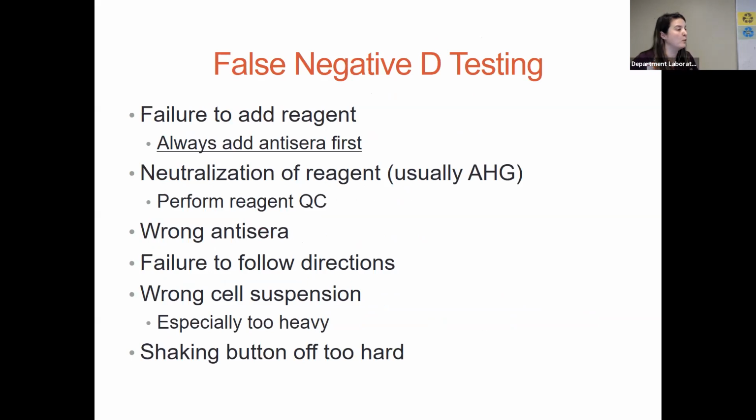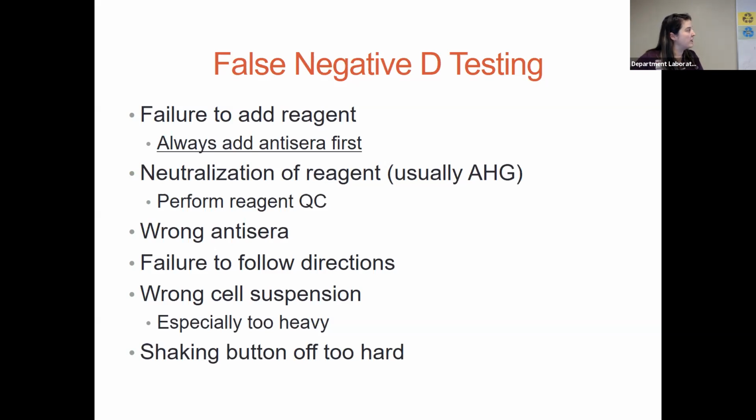False negative, the number one reason for false negatives: forgetting to add your antisera, all right? So that's why we always add our antisera first. Want to make sure that we don't have false negatives due to lack of adding the antibody. Neutralization of reagents, all right? So we've talked about that before.